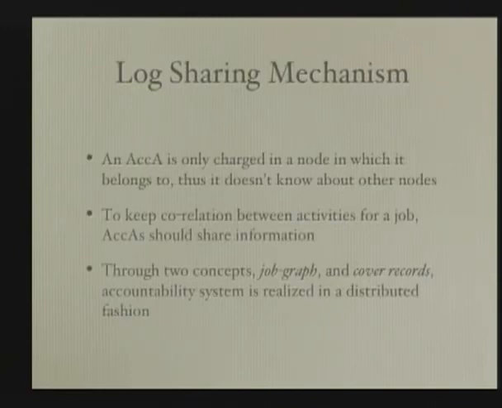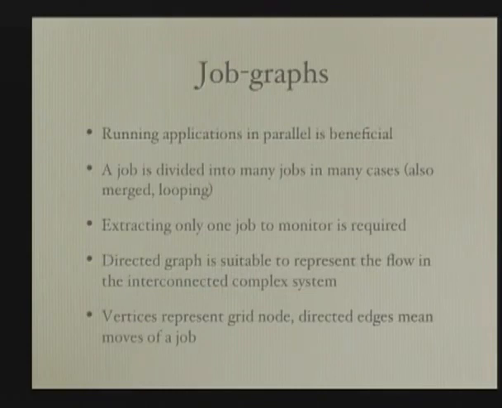Log sharing mechanisms. Because accountability only belongs to a node, it doesn't care about jobs located at other nodes. That's why we need to share information between agents to get the whole picture. Through two concepts, the job graph and the cover records, the accountability system is realized in a distributed fashion. Taking full advantage of a grid system is to run a job divided to be run in multiple locations. As I mentioned before, a job is divided into many sub-jobs, and sometimes jobs are merged and divided and looped many times. So extracting only one job to monitor is required here.